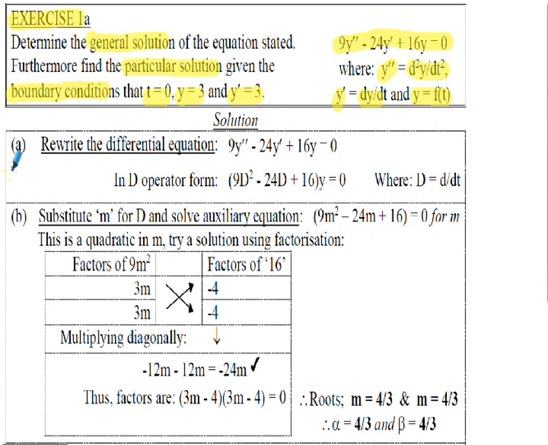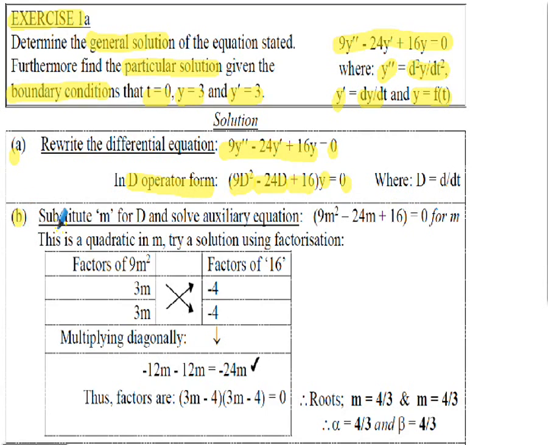So step 1 of our process, A, we're going to rewrite the differential equation. Notice the equation given in the question is in the correct form because all the terms are on the left hand side and it equals 0 on the right hand side. That's the form we need to start from. So we're now going to write that into the operator form, factorising on the y. So the 9y double dash becomes 9D squared, the minus 24y dash becomes minus 24D, plus 16, all in the bracket, multiplied by the y. And that's still equal to 0.